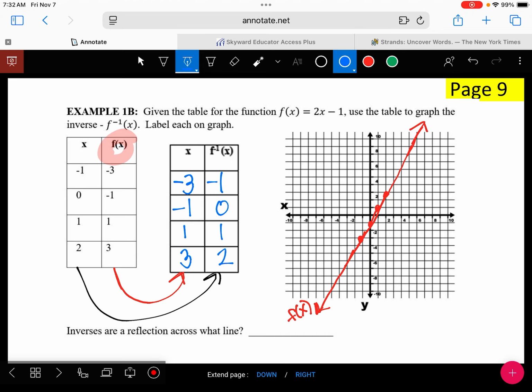All right, go ahead and graph it. So for my second line it's -3, down 1. And then it's -1, and then it's 1, 1. And then it's 3, 2. All right, and when you draw it and label it with the inverse notation, we can see that they are reflections across the line y equals x.